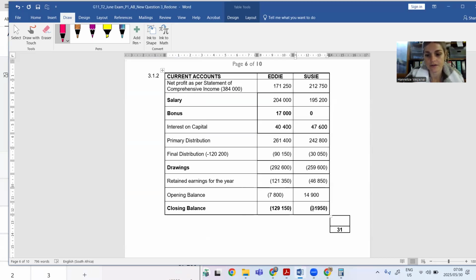31,950. Okay, so that is your current account note with a whole lot happening for the partners this year. And I hope you understand it a bit better now.